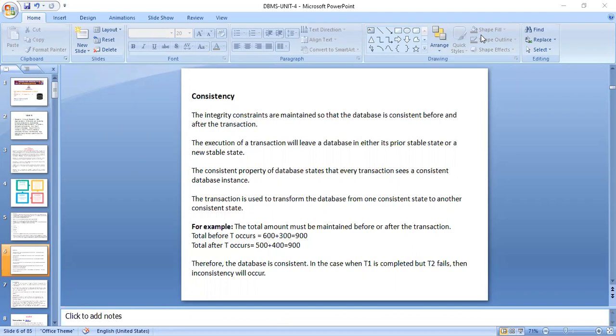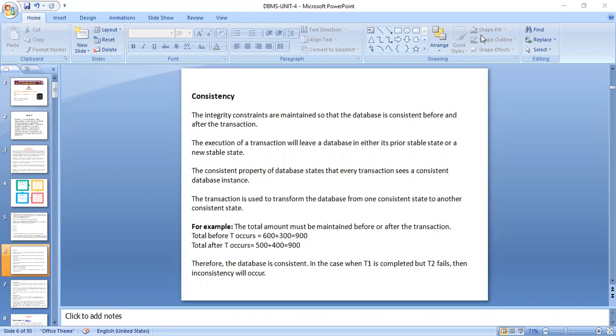Now, the next topic is consistency. What is consistency? The integrity constraints are maintained so that the database is consistent. Consistent means perfection before and after the transaction. So, the integrity constraints, which we have seen in Unit 2, are to be maintained by the database, which should be perfect before and after the transaction.